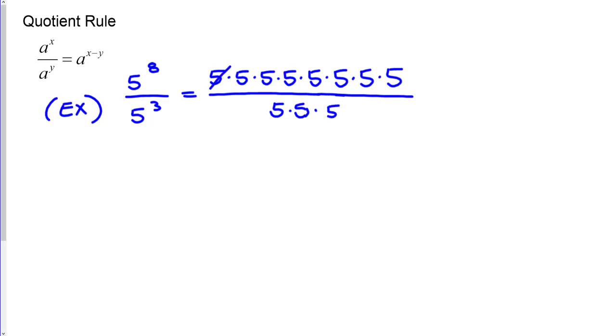In particular, factors of 5. There's 1 factor that cancels. There's 2 factors that cancel. There's 3 factors that cancel. And each time one of those factors cancels, the exponents in the numerator and denominator reduce by 1.